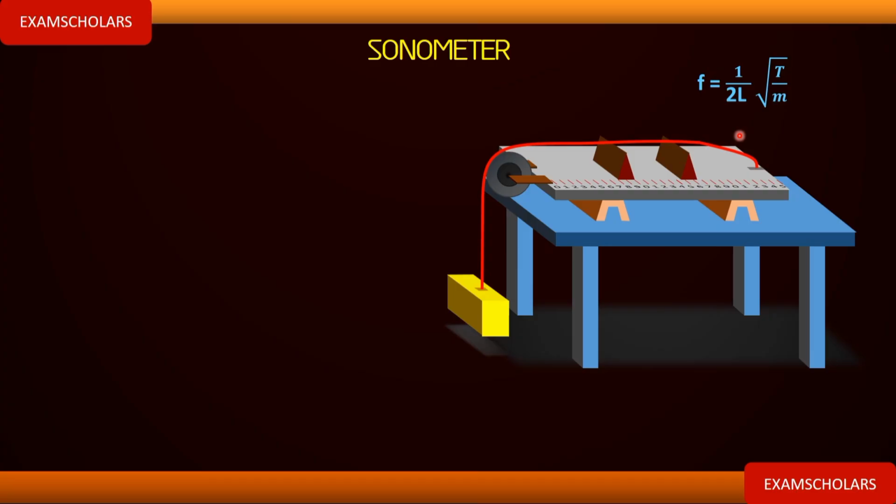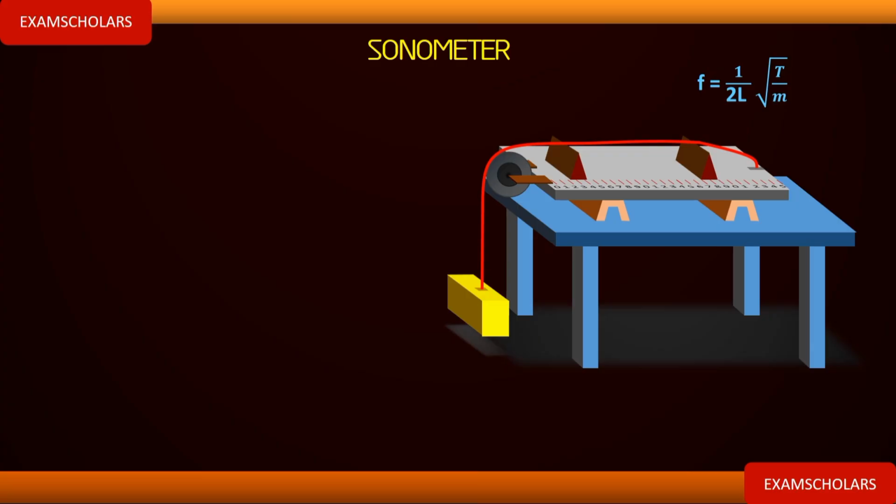Okay, now let's increase the length. Which means we want to slide this wedge. This wedge can be slid. Don't forget that for the sonometer, we have a graduated table here, so you can easily slide your wedge so that the length of the vibration of this string can increase. When you slide it, you increase the length like this, and you pluck it.